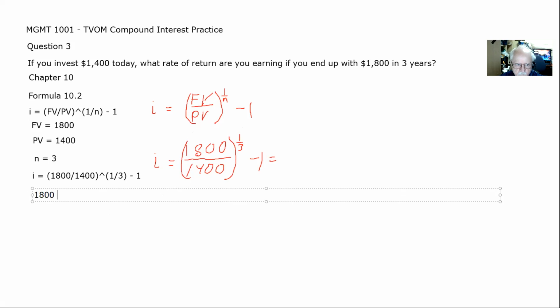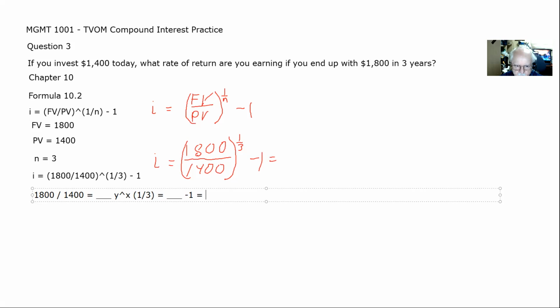1,800 divided by 1,400 equals, we can see what that is, but we don't want to take it out of the calculator. Then y to the power of x, bracket, 1 divided by 3, end of bracket, equals, see what that is, but don't take it out of your calculator. Then minus 1 equals.